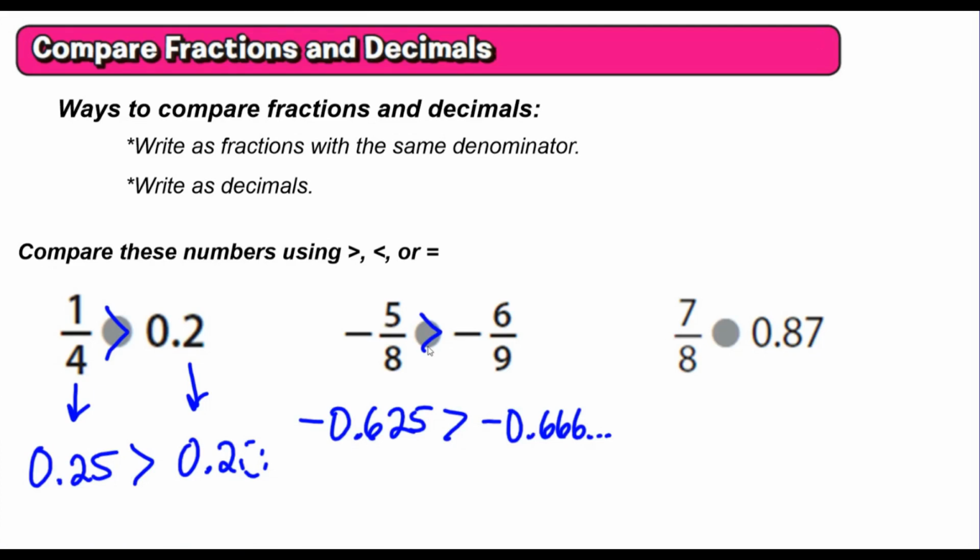And then the last one, 7/8 as a decimal, is 0.875. And then 0.870, just so they both go to the thousandths place. So 875 thousandths is greater than 870 thousandths. So 7/8 is greater than 0.87.